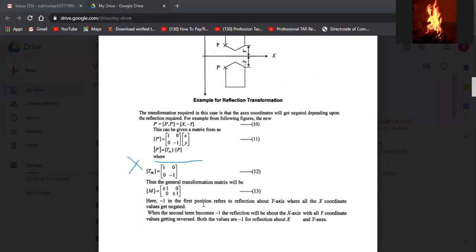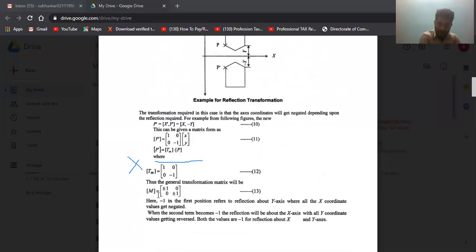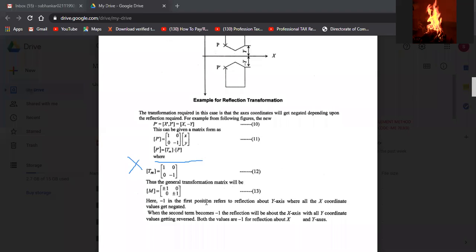See equation number 13. That same matrix can be written as ±1, 0, 0, ±1. Can you tell me why this ±1 has been written over here in equation number 13? Sir, it is a general transformation, so if no measurement is given, the plus or minus will depend on the situation. ±1 means, see in this question.